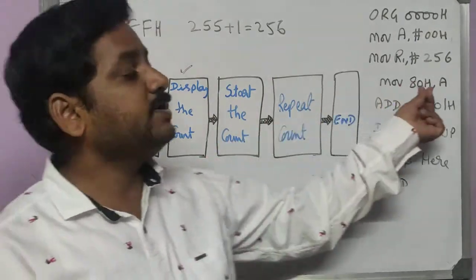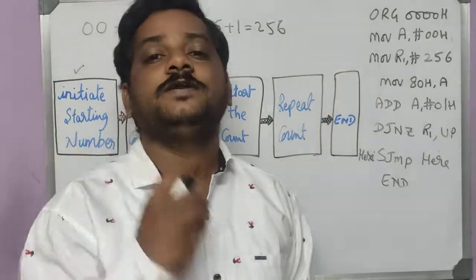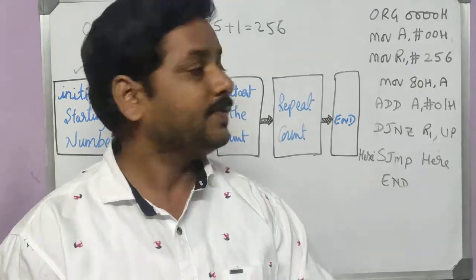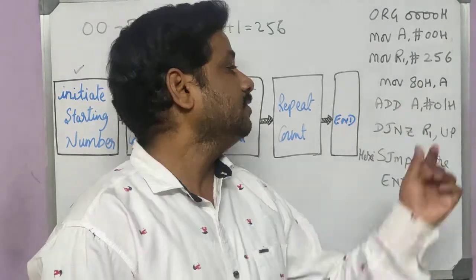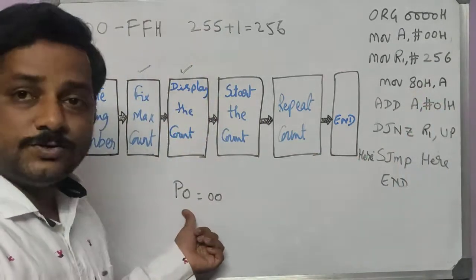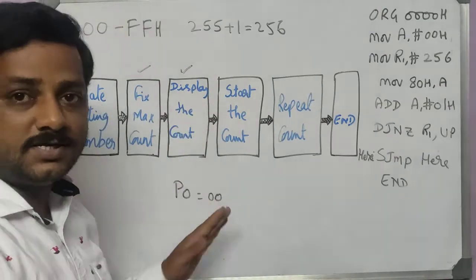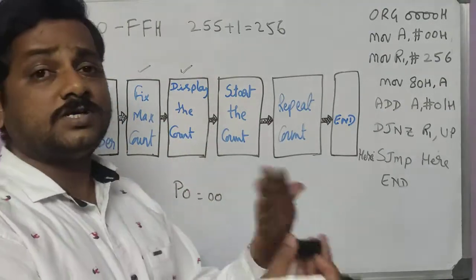We cannot write P0 over there, because the software will not understand that P0. So you have to mention the address of port 0, that is 80H. So 80H means it will be dumped into port 0. So we get 00 at port 0. That has been done. Display has been done. After that, you start the count.